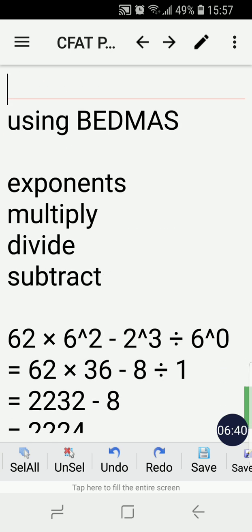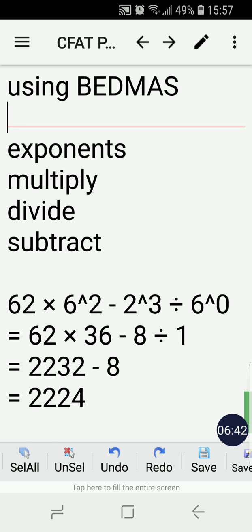Okay, so again, using BEDMAS, we do the exponents first. There are 4 steps in this last problem: exponents, and then multiply, and then divide, and then subtract. So for exponents, we got 3 exponents here: 6 to the power of 2, 2 to the power of 3, and 6 to the power of 0. So we do them first.